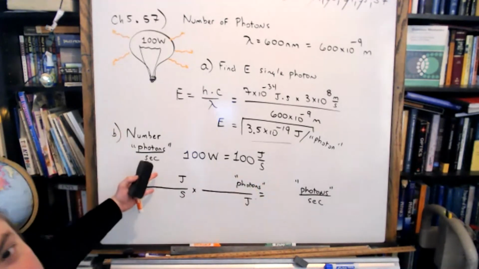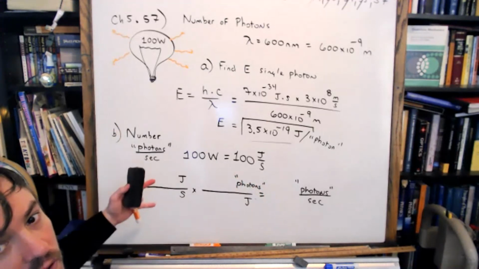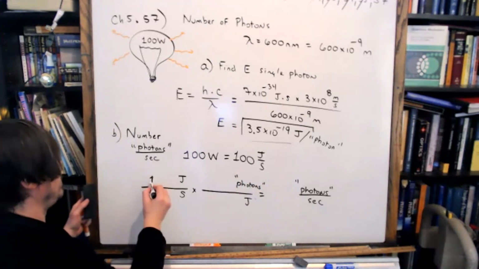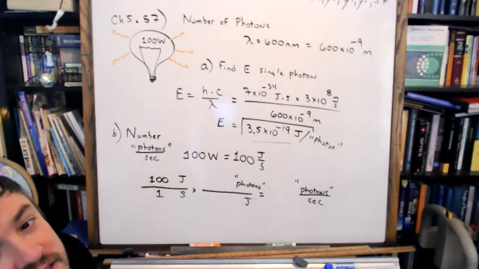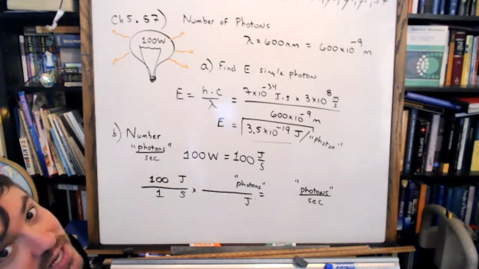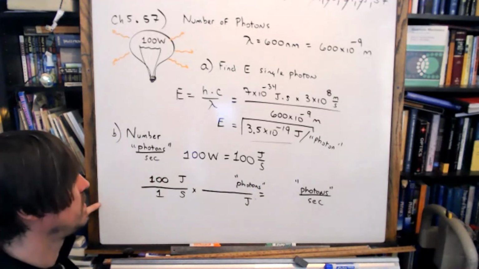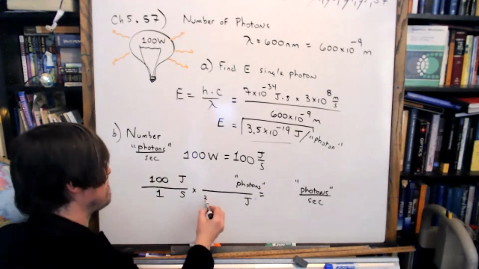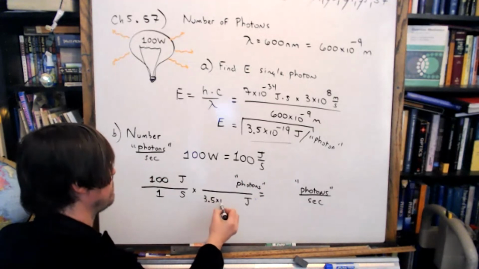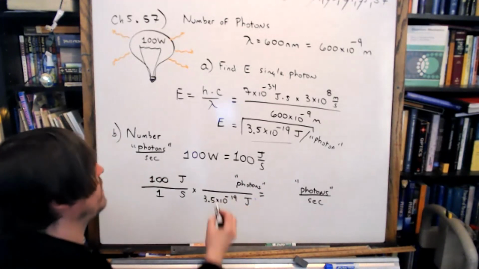Okay. Do I know the number of joules per second emitted from the bulb? Yeah, it's 100 over 1. That's right. 100 joules are emitted in 1 second. Do I know the number of photons in a joule or the number of joules in a photon? Well, that would be the energy we just got. So the joule, the bottom part, would be the 3.5 times 10 to the negative 19th. And what's on the top? 1. Per 1 photon. Right.